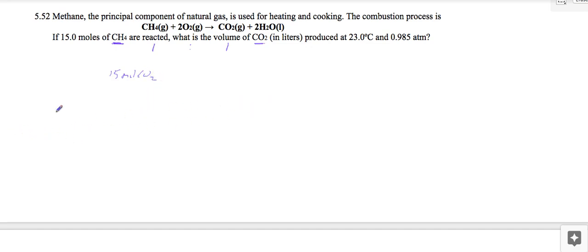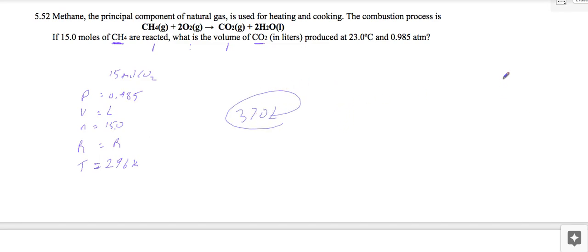So I would go ahead and set this up. Then the other way, we have P, V, N, R, T. We have our moles, 15. We have our volume, I lied, that's what we're looking for. We have our pressure, 0.985. We have the R constant. We have our temperature, which is going to be 296. Then we can solve for the volume, and that volume is going to be 370 liters.